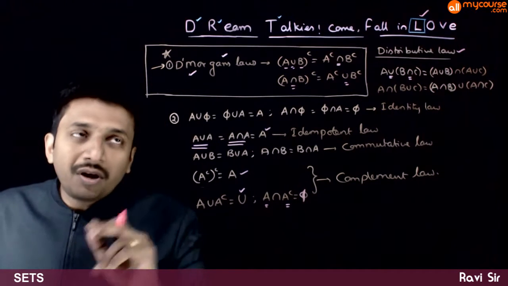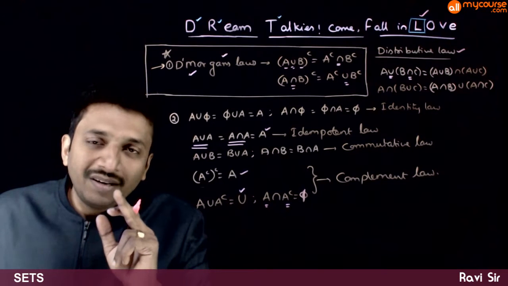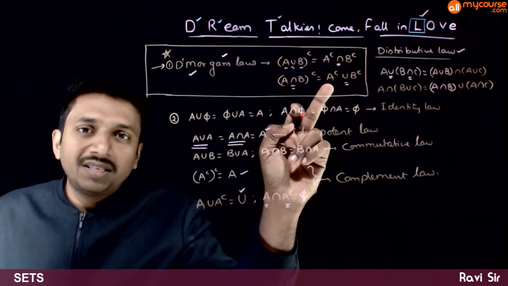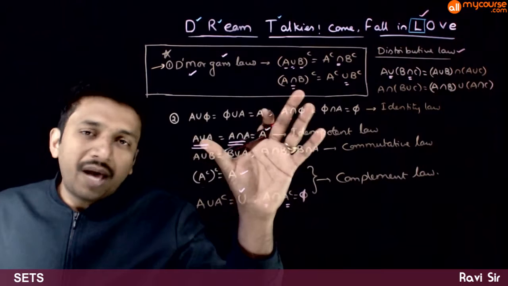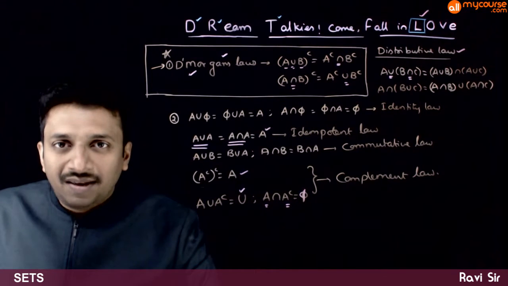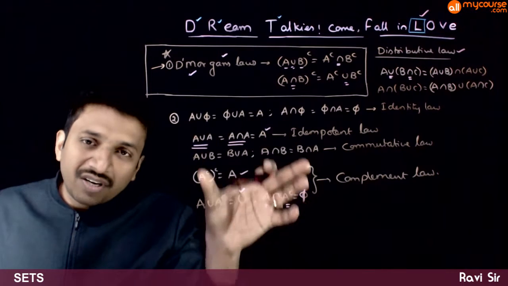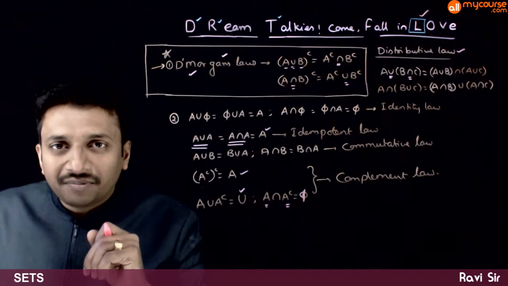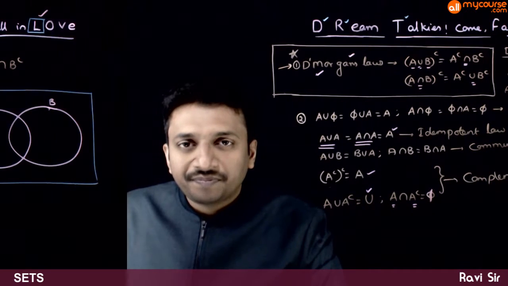The most important law is De Morgan's law. A union B whole complement equals A complement intersection B complement. A intersection B whole complement is A complement union B complement. I hope you have remembered these laws. These laws are very straightforward, but we'll try to prove this and this using Venn diagrams.